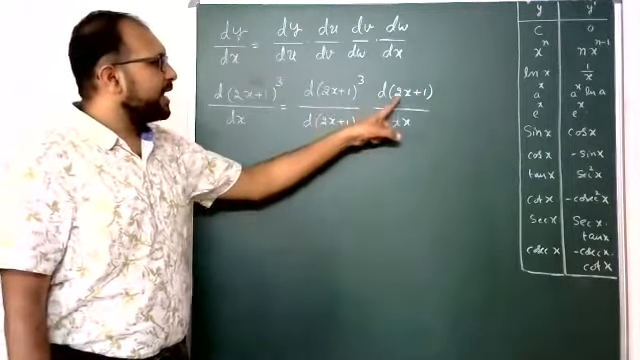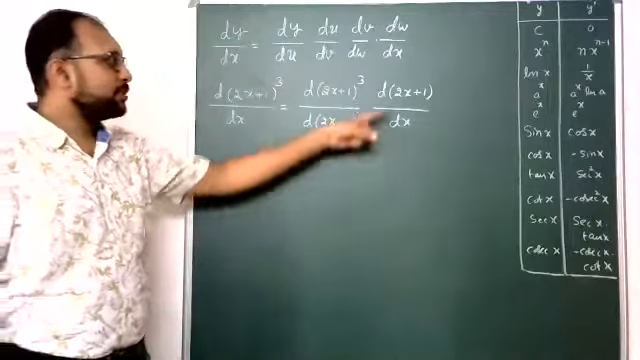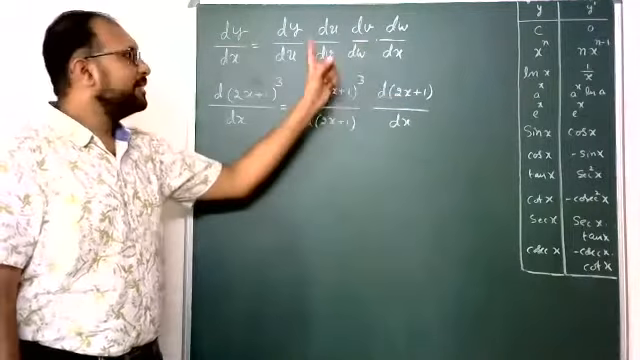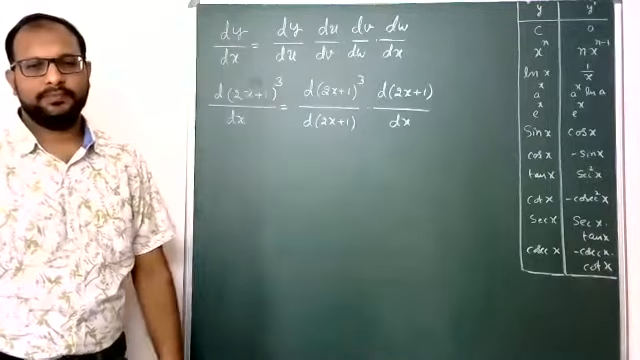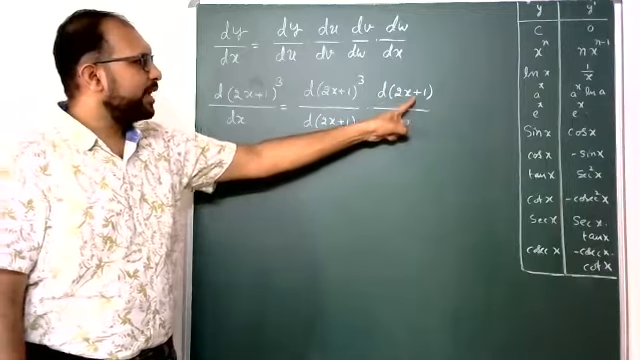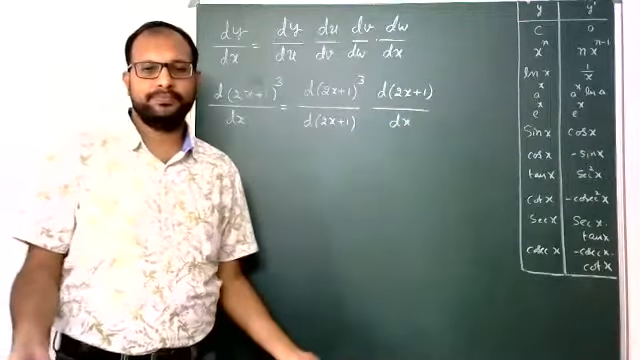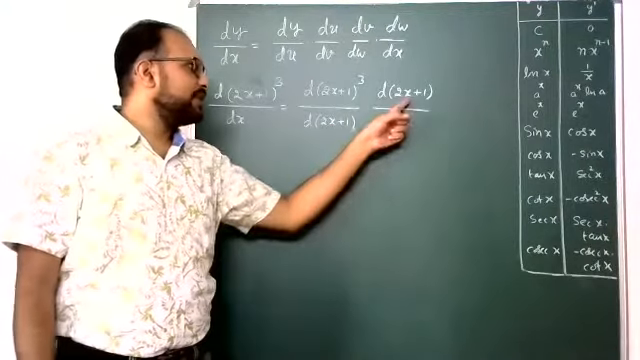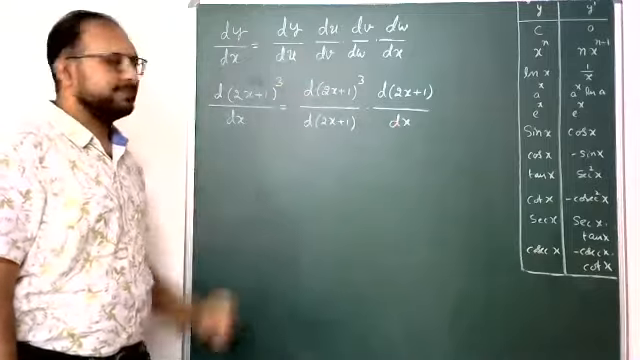Yes, again the derivative of 2x plus 1 with respect to x, that is simple. Suppose it is still not simple, then we use the remaining links of the chain also. But this is a simple one, so the derivative of 2x plus 1 with respect to x, we already know, that is 2.